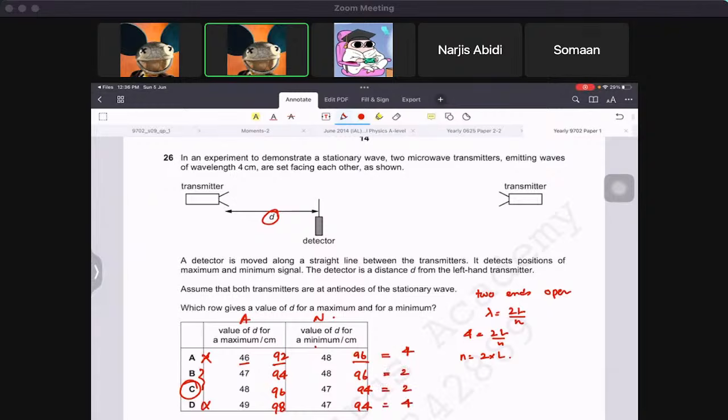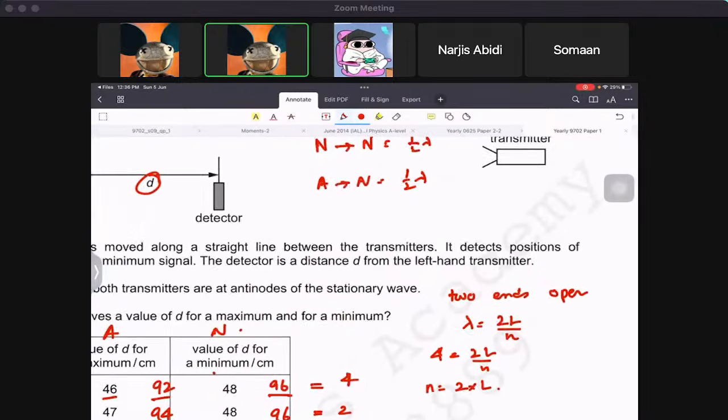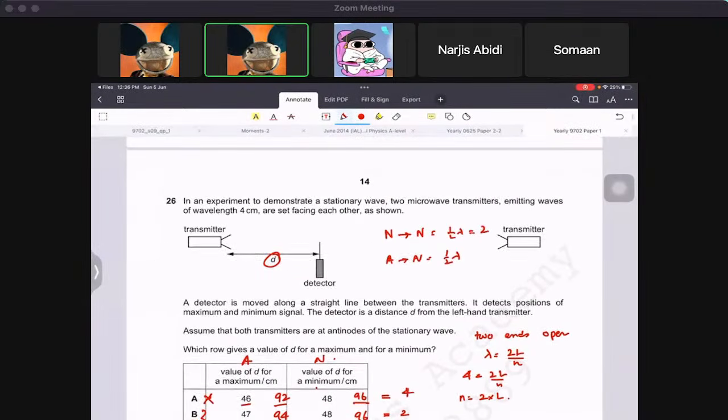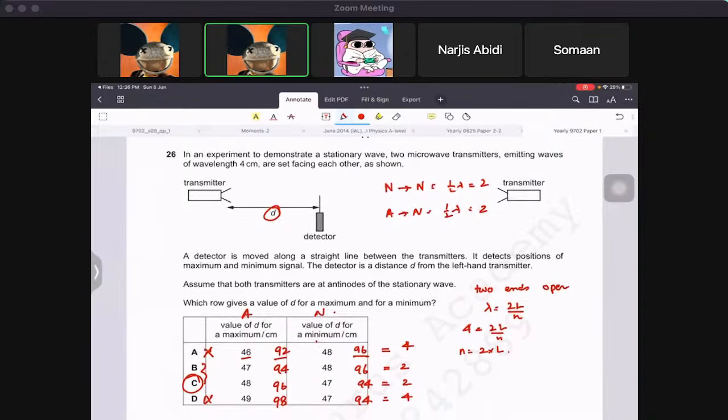Now I should understand that between node to node it is equal to half lambda, and antinode to antinode it is equal to half lambda. Is it clear? Lambda is 4, which means that the distance between successive nodes should be 2, not 4. So that is the reason I cancelled these out and I chose this.